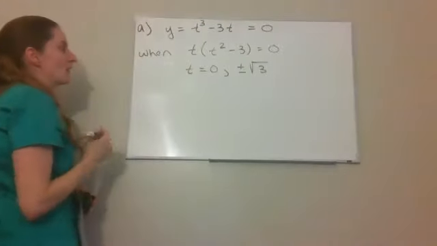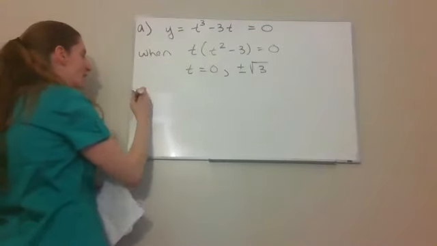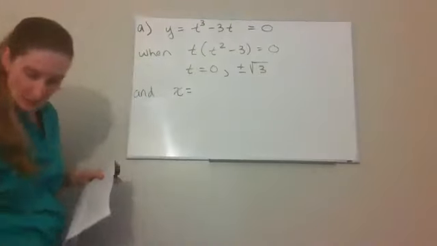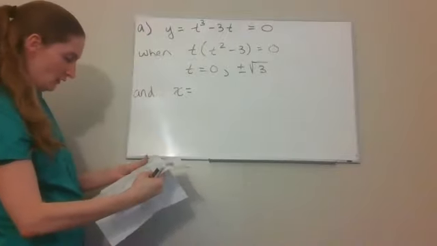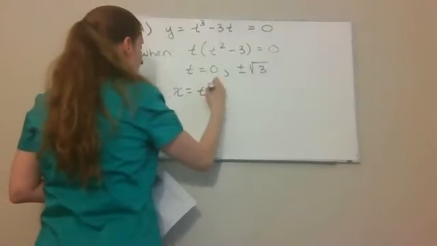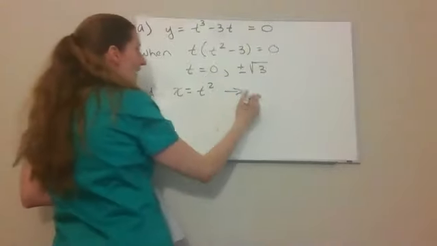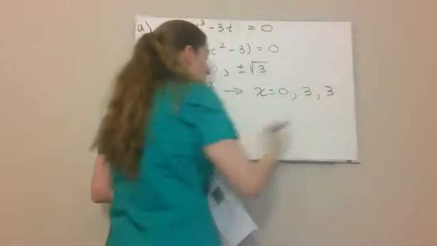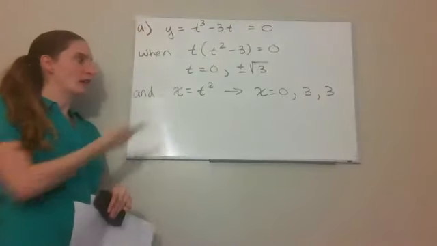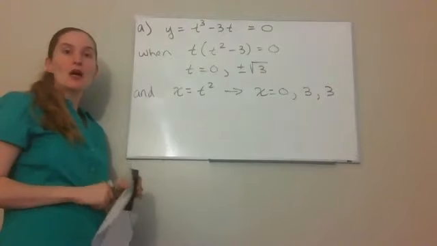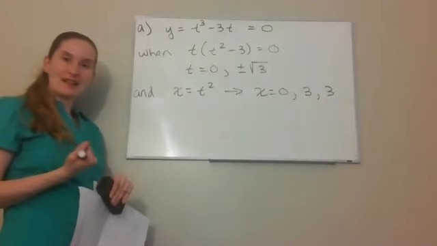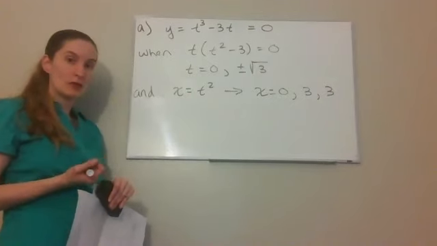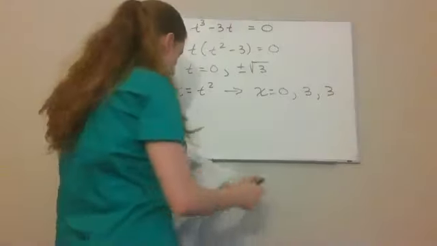If I take those t values and plug them into x, x is t squared. So if I plug in these values of t, I get x is 0 or 3 or 3. Of course, we're not caring right now about the point where x is 0, but notice that my y is 0 and my x is 3 two different times, when the parameter t is positive root 3 and when it's negative root 3.